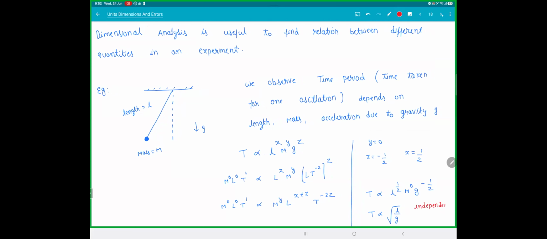And the reason is like this: in kinematics, we saw, right? If there is no air resistance, mass won't matter. If there's air resistance, mass would have mattered. So this will help you get the formula, but this has a problem.